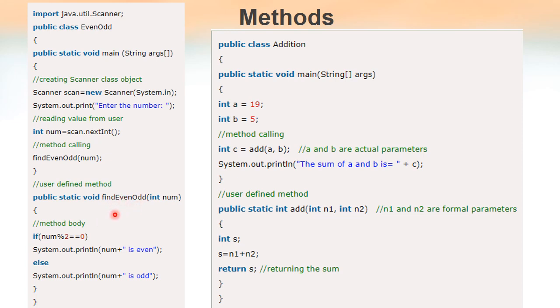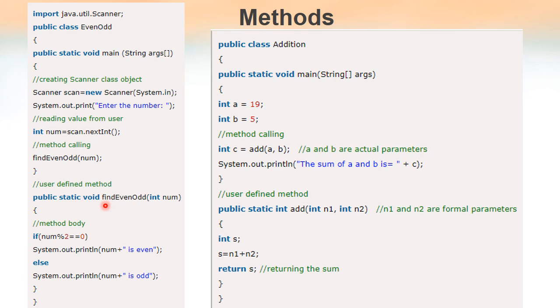Before calling this method, I need to know what the method name is, what this method returns, whether this method requires any parameter, etc. For that I need to look at the method header. When I look at the method header, I came to know that the method name is find even odd, and as you can see, this method name consists of 3 words.